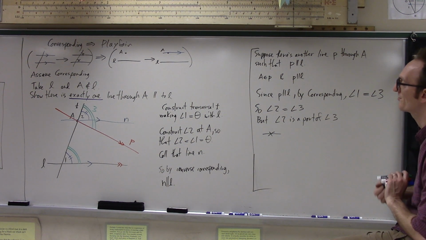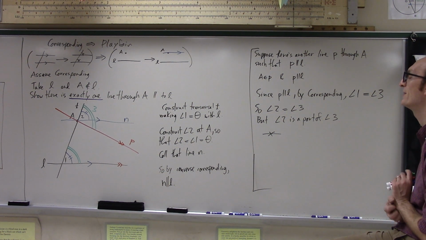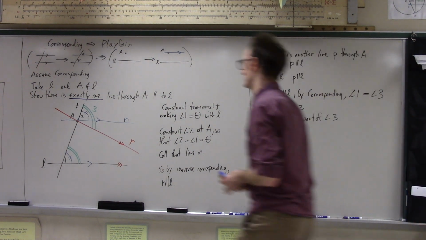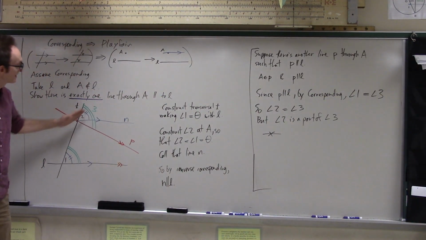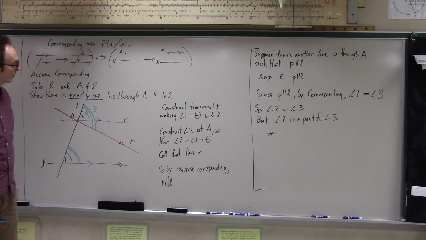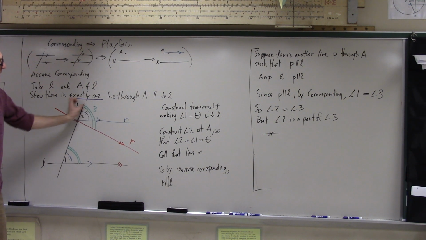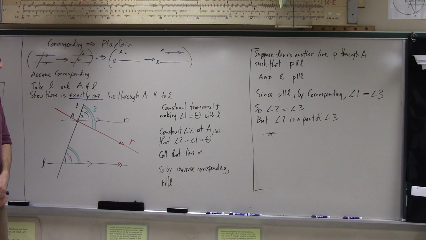Not to mess up the picture more, but if you drew your line on the other hand, this line P, sort of through the interior of angle 2, well then you'd have this angle 3 which was a part of 2, but also equal to it, and that would also be a contradiction.